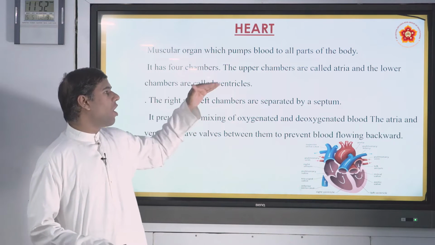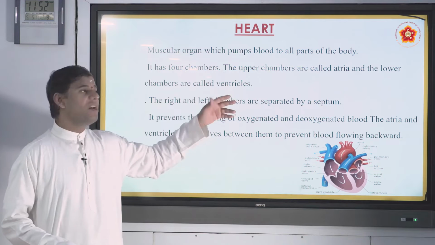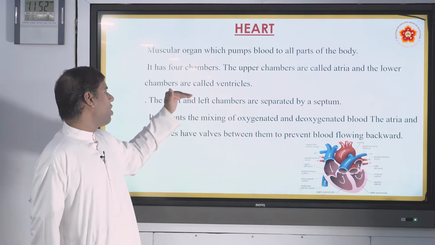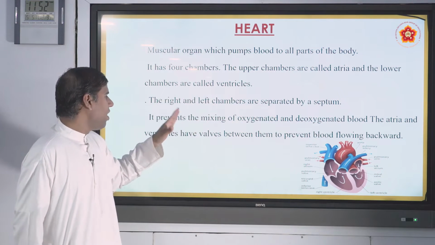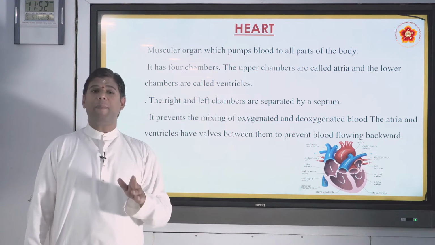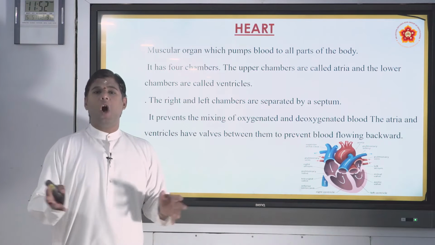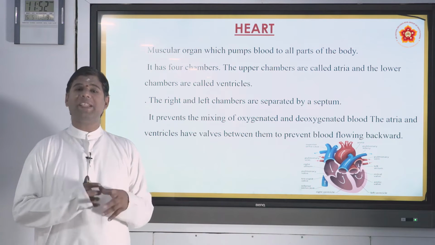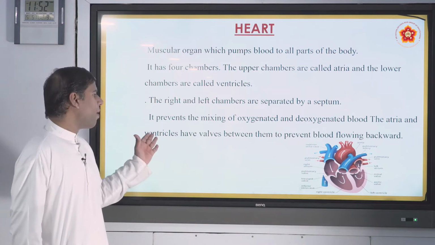The upper two chambers are called atria, as I told in the last slide, and the lower two chambers are called ventricles. Okay, we have the right and the left chambers. They are separated by the septum. So the septum separates them so that they don't mix with each other. The oxygenated and deoxygenated blood do not mix, and the septum prevents the mixing.